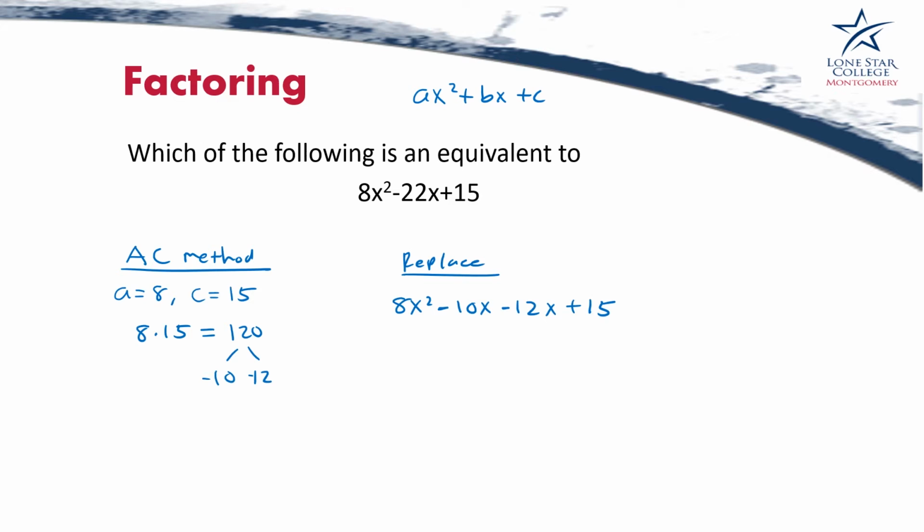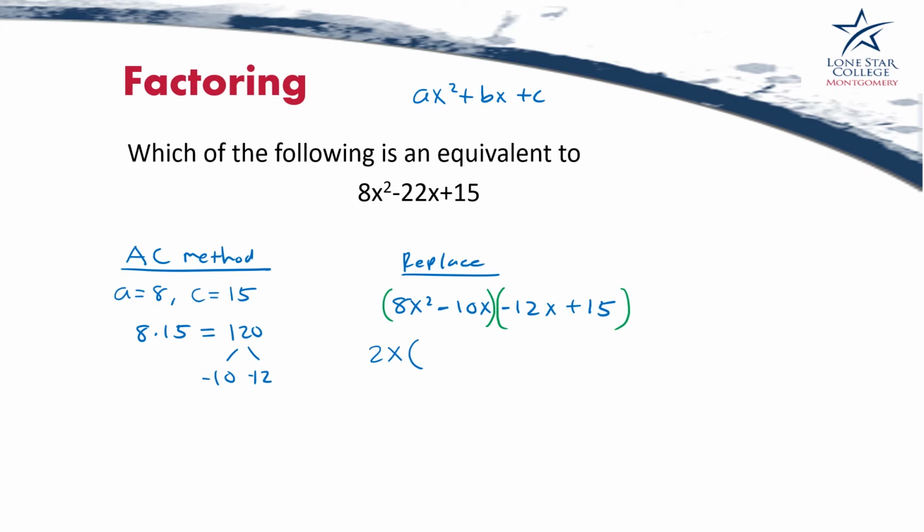Now what we do is we group up the first two terms and the second two terms, and we find the greatest common factor within each set of parentheses. For the first one, we can pull out a 2x.